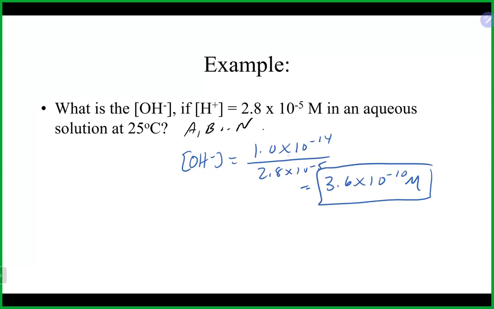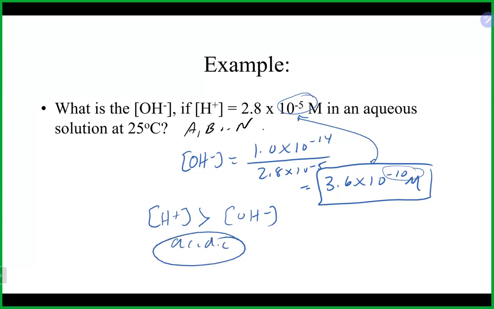Once again, we're going to compare the H plus concentration to the OH minus concentration. OH minus is 10 to the minus 10. This is 10 to the minus 5. That should mean that the H plus is larger than the OH minus, and that would also mean that basically the acid part is bigger. So this solution should be acidic in this case. Any questions on KW here?